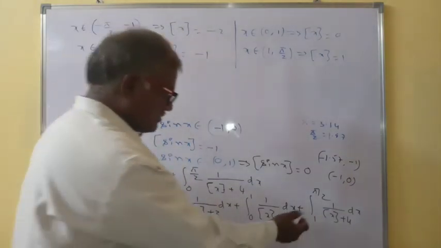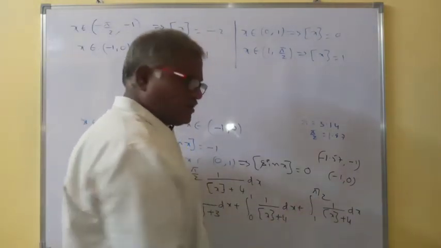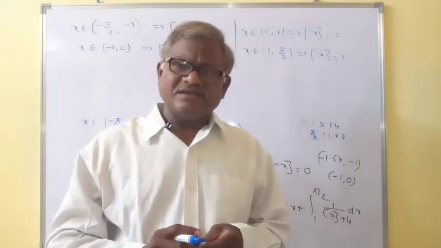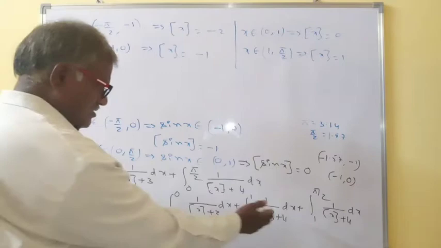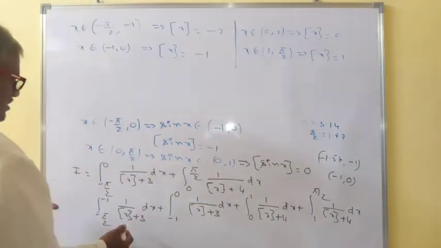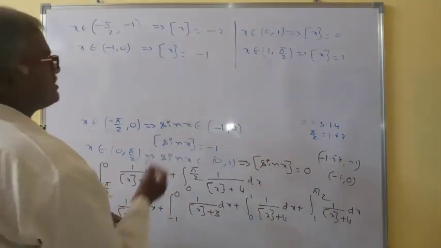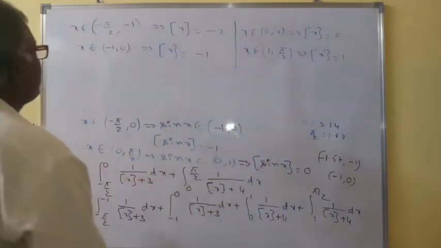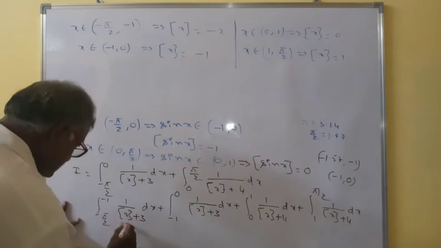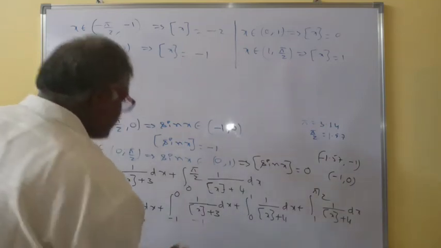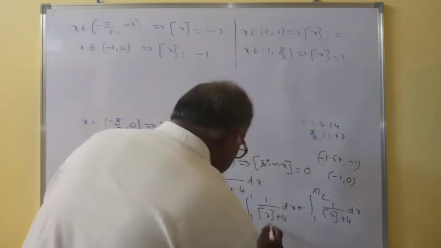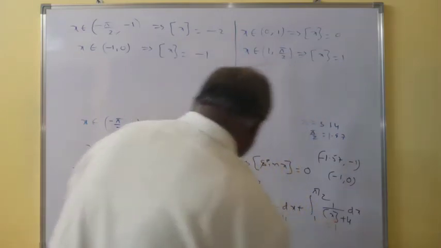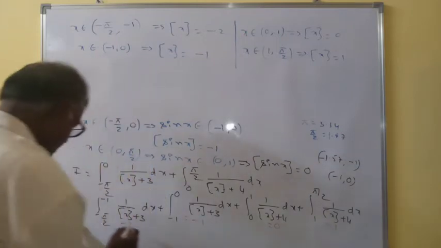Here in this interval this value is nothing but, because floor of x is the value less than or equal to integer t. So these are the values. Now here in this interval what is the value? Here it is minus 2, this is minus 2 and this is minus 1 and this is 0 and this is 1.